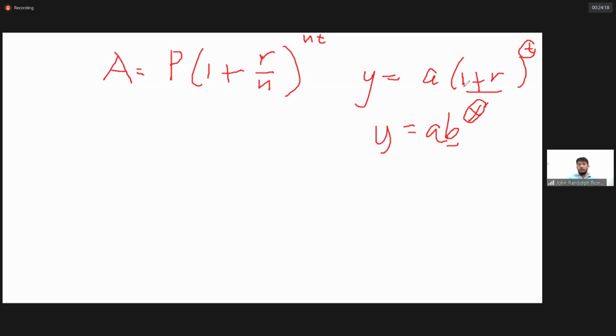Okay? Kasi makikita naman natin, diba? In-add na natin sa 1. Yung rate natin, say for example, kanina sa example natin 6%, that is 0.06, plus 1, nagiging 1.06. Diba?